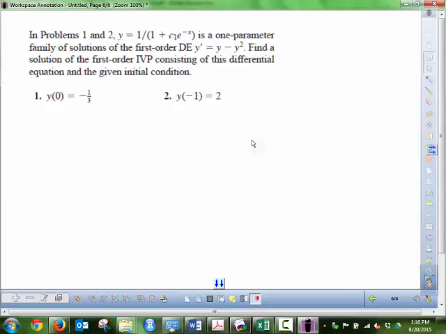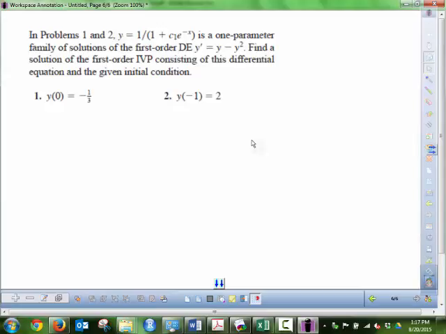So we have a couple of problems here. It says y equals 1 over 1 plus c1 e to the negative x. So there's one arbitrary constant here, c1, and so this is probably a one-parameter family of solutions of the differential equation, and then they give us a differential equation.